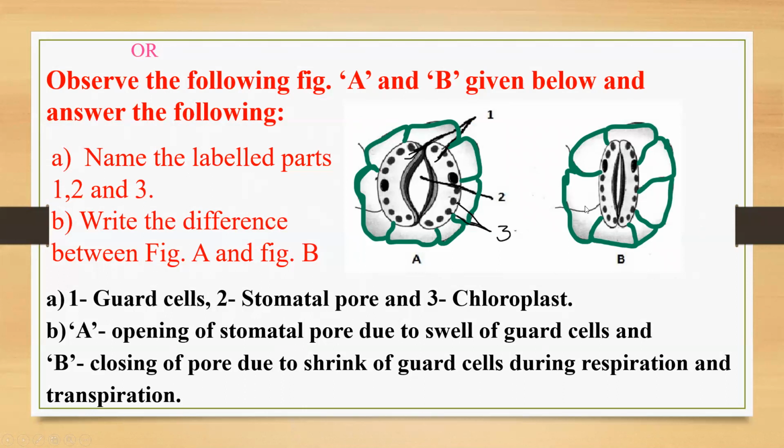And what is the difference between these two? Here you can see the stomatal pore got opened. There is more space opened. Here the stomatal pore is completely closed, no? So guard cells are continuously opening and closing. Just as we respire, taking in and giving out air, plants also respire with the help of stomata.